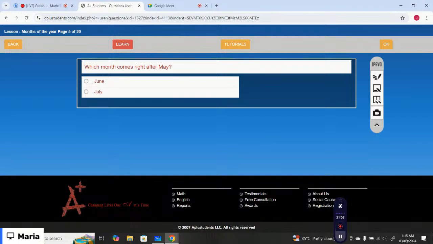Which month comes right after May? So which is the correct option? After May it is June. Option number 1 is the correct option, right?